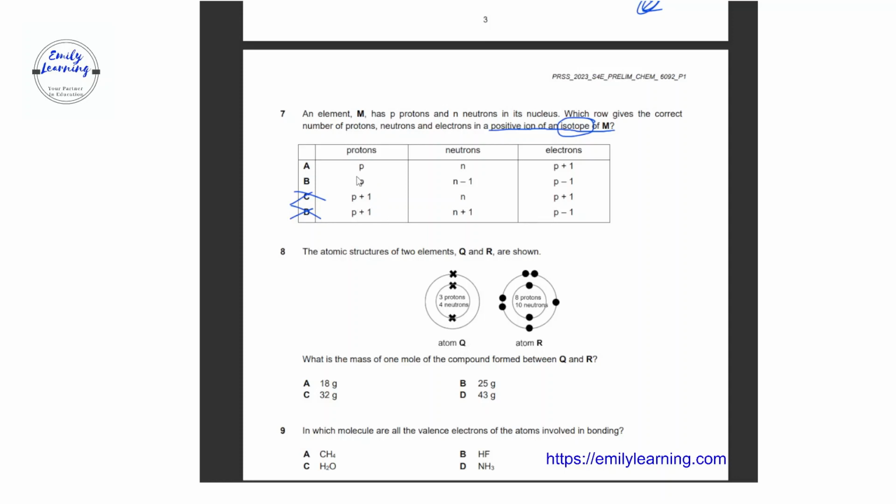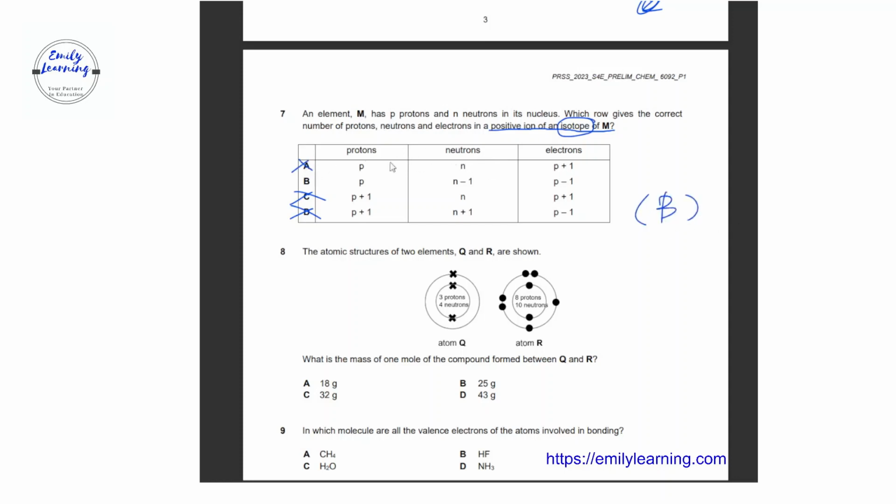Okay? Next, we need to have isotopes. So isotopes are atoms with the same proton number but different number of neutrons. So it needs to have a different number of neutrons. If not, it is the same. It is not an isotope, right? So straight away, we are left with A and B. A has N neutrons. So it is exactly the same as M, right? It's not an isotope of M. So A is out. We are left with B.